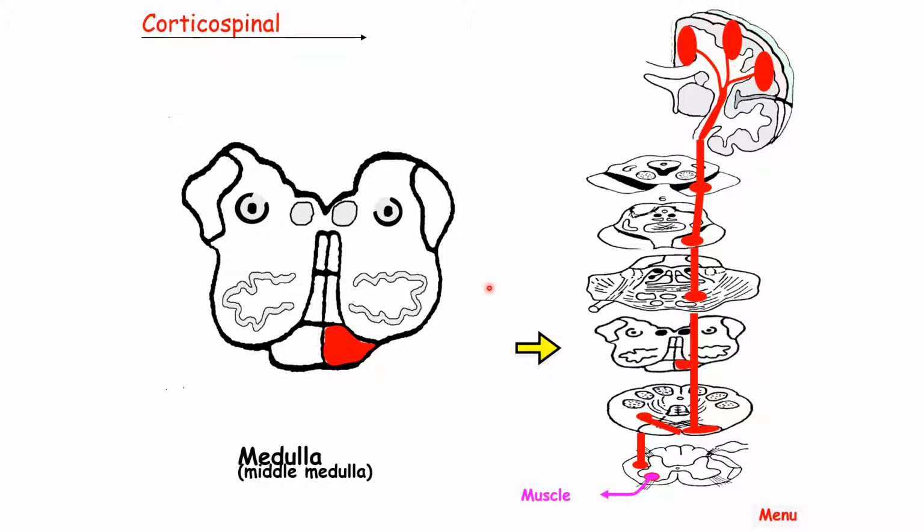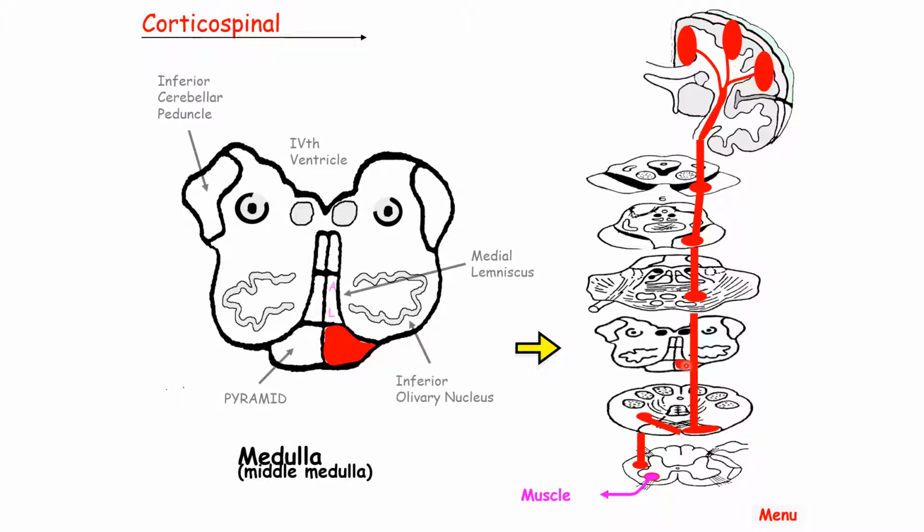As we move lower to the medulla, we can see now that the corticospinal tract is compact in the pyramid at the base of the medulla, still on the same side that it originated. And we see that it is located just below the medial lemniscus and just below the inferior olivary nucleus. We can also see the solitary nucleus, the inferior cerebellar peduncle here, and the fourth ventricle.